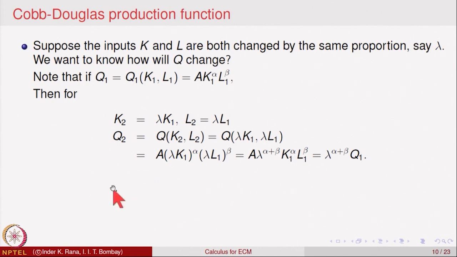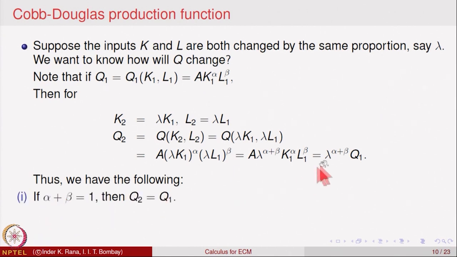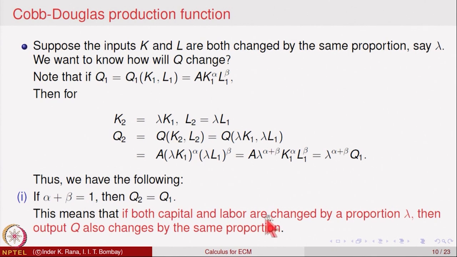How do you interpret this result? It says that if K and L are changed proportionately, then we have the following. If alpha plus beta is equal to 1, then Q 1 is equal to Q 2. In this Cobb-Douglas model, K to the alpha, L to the beta, if alpha plus beta is equal to 1, and you change K and L proportionally, then Q 1 is equal to Q 2. That means, there will not be any change in the production if that condition is met. However, this means both capital and labor are changed by a proportion lambda, then output Q also changes by the same proportion.